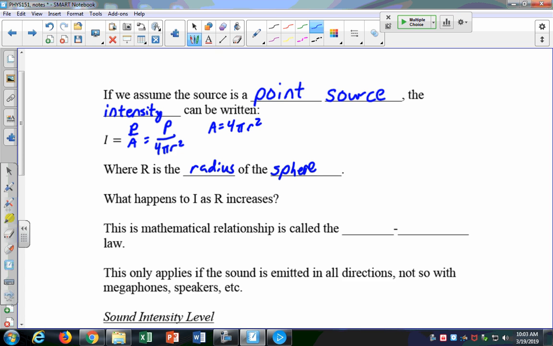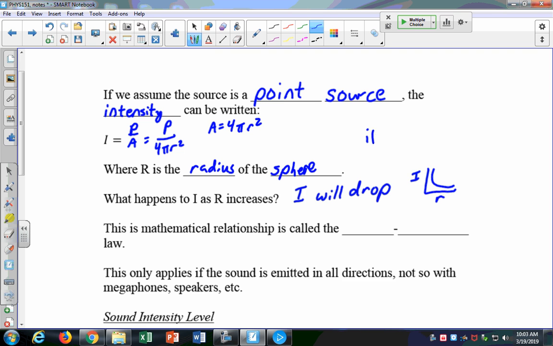And what happens to I as r increases? I will drop. But it's not a linear relationship, it's a quadratic relationship, so it drops a lot. I drew this graph before, but let me draw it again. It's going to drop a lot.